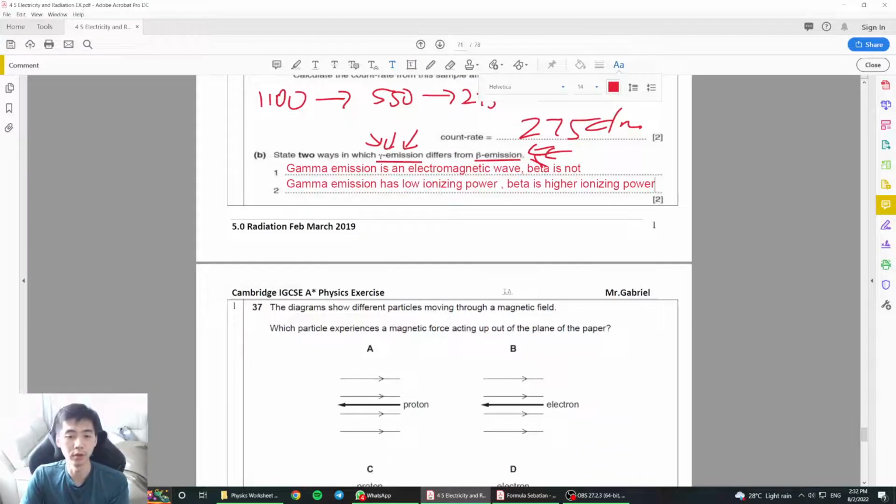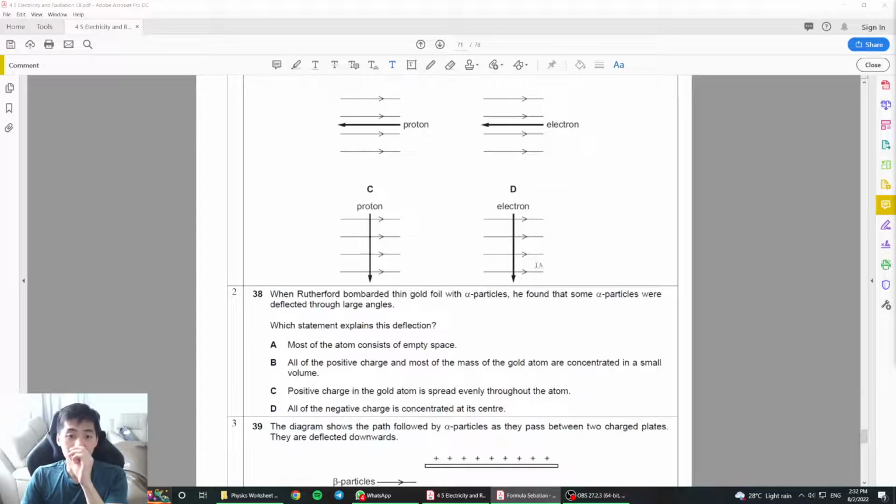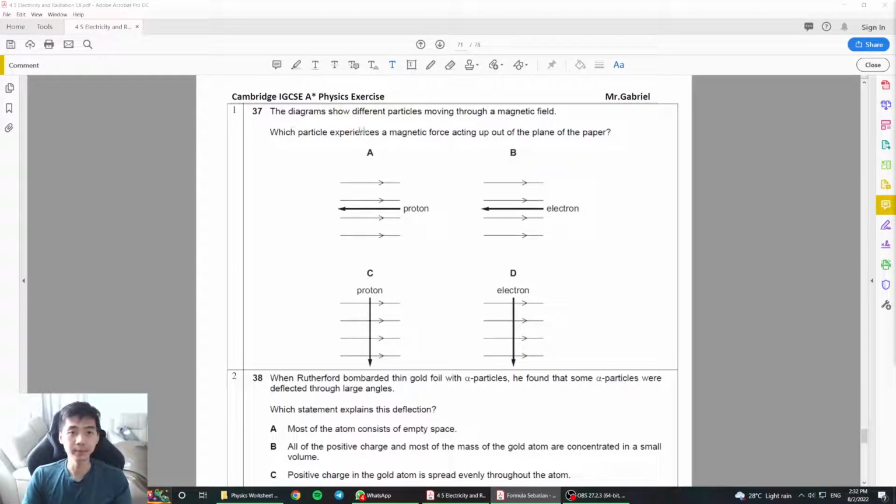Okay, then moving on to the next part here. How many questions do we have more? 8 more pages. Okay. The diagram shows different particles moving through a magnetic field. Which particle experiences a magnetic force acting out of the paper? So it's out of the paper, it's coming out of the screen now, right? So this is the magnetic field. Magnetic field here, proton, nope, doesn't work that way. A and B is a definite no, right? So C here, magnetic field, proton downwards. C will be out of the page.